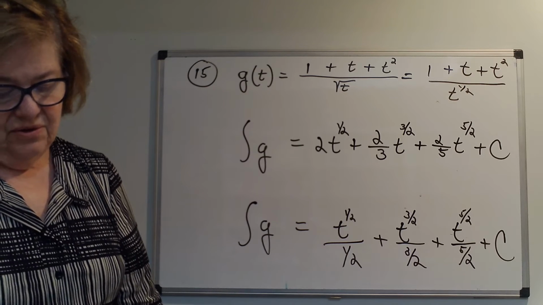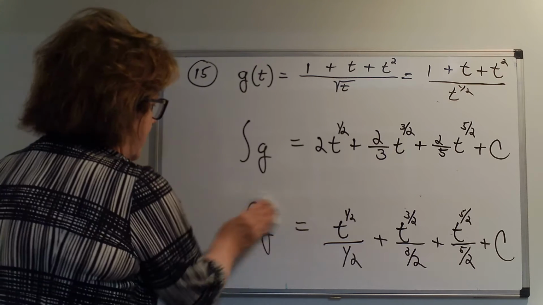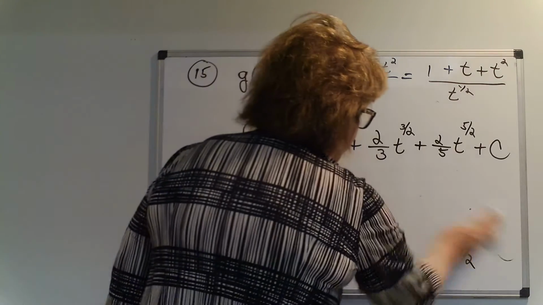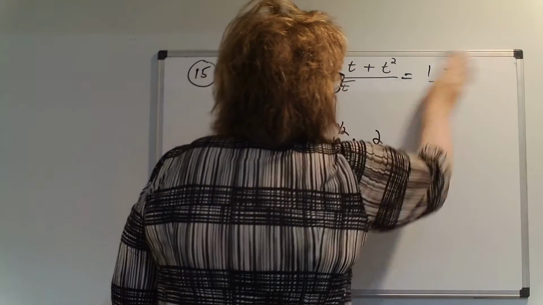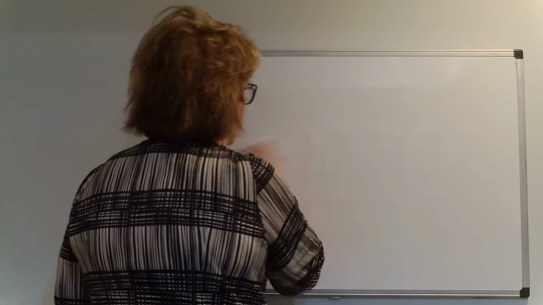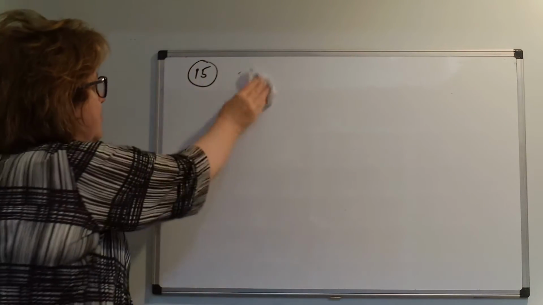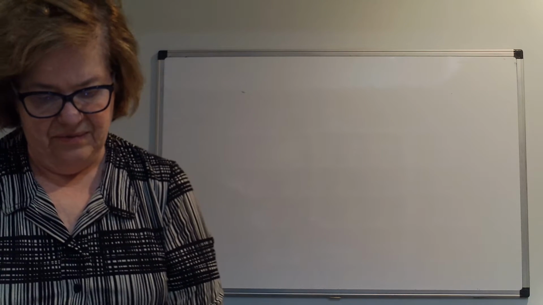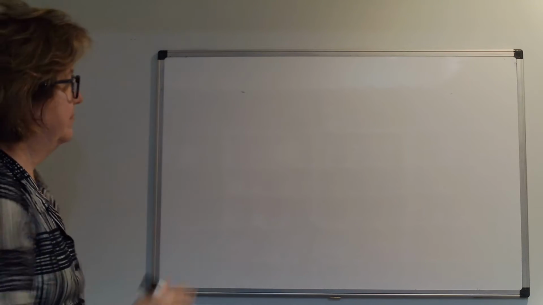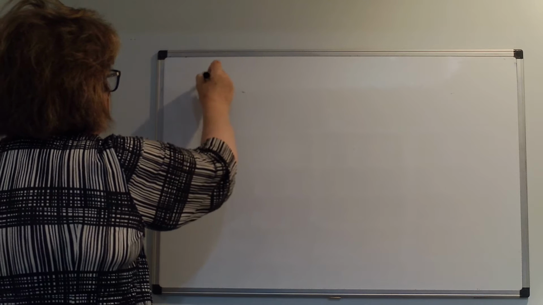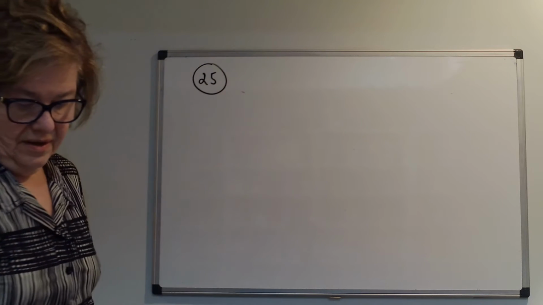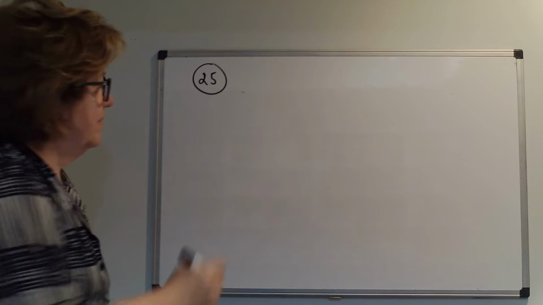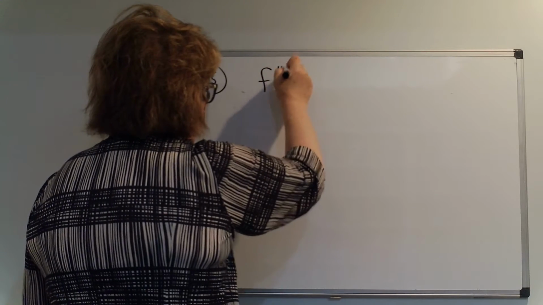Okay, so let's do another one. We're going to do 3 more and add a wrinkle each time. Something a little different each time. So how about we do 25? In 25, we're given the second derivative.